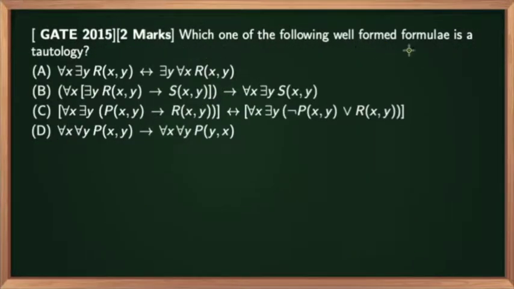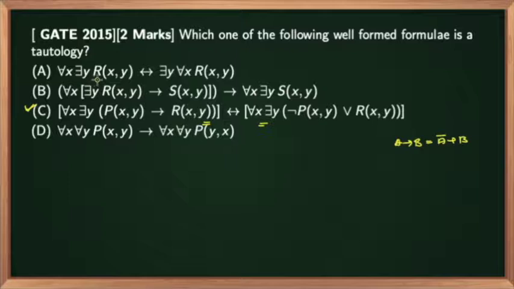Which one of the following well-formed formulas is a tautology, or valid? We can easily find out that the answer C is true because if you see the left hand side and right hand side, we have the same expression, right? Because we know that A implies B is equal to A bar plus B. So P of xy implies R of xy is equal to not P of xy or R of xy. So answer should be C. Okay. Let's see the other choices.